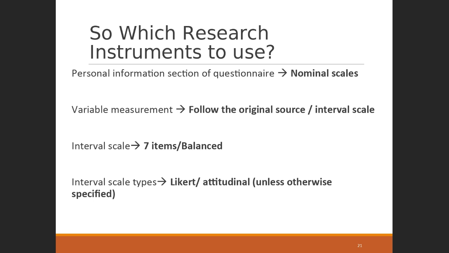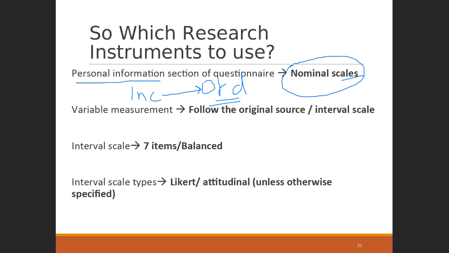Okay, so let me wrap up the second section. Which instruments should you use when you are classifying the personal information in your questionnaire? Mostly nominal scales. And if you are, for instance, measuring personal information like income, you can use an ordinal scale, because income is more like ranking. So for income, you can use an ordinal scale, but for other information, you can use nominal scales.